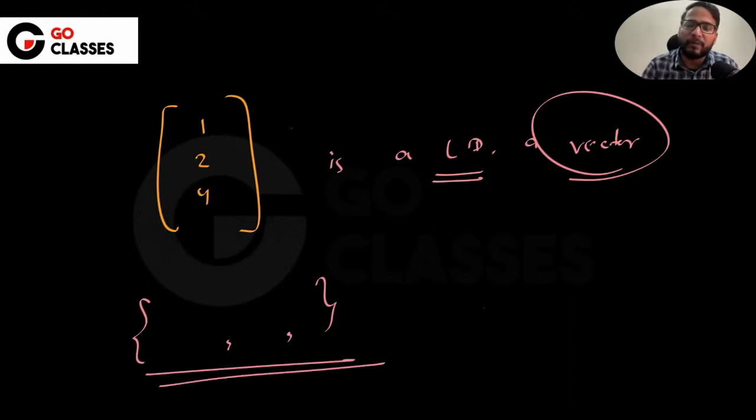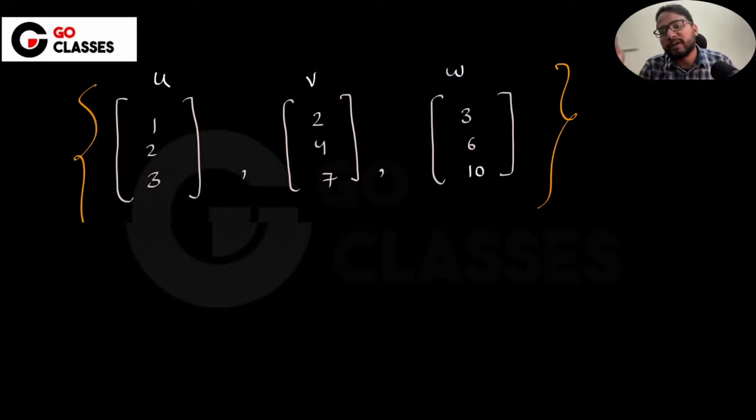So let's build the basics step by step. Suppose I give you these three vectors, and I ask you whether these three vectors are linearly dependent or independent. Till now, I have not given you any method, but by your intuition, what do you think? Let me know.